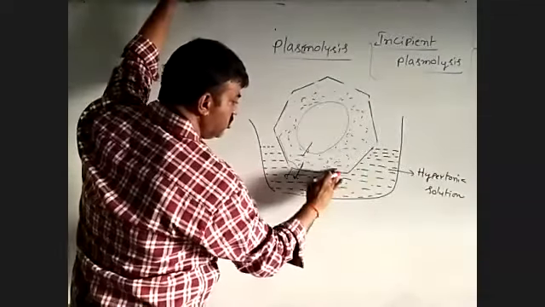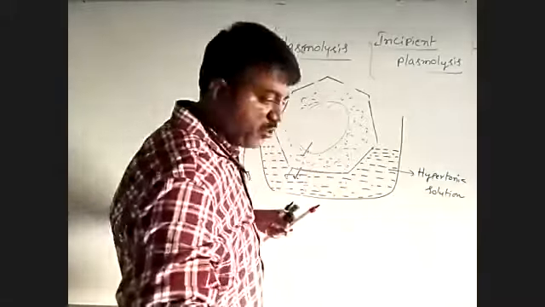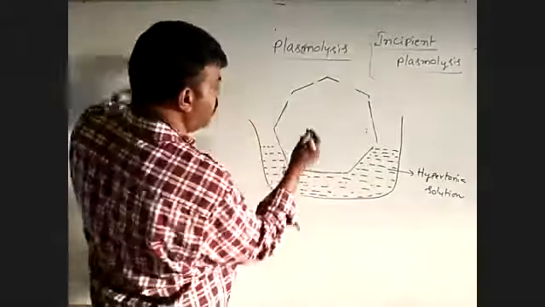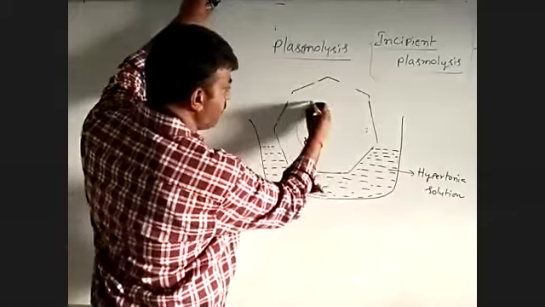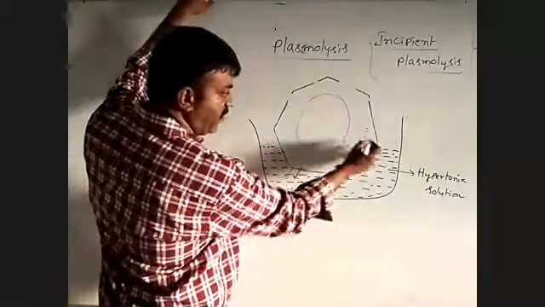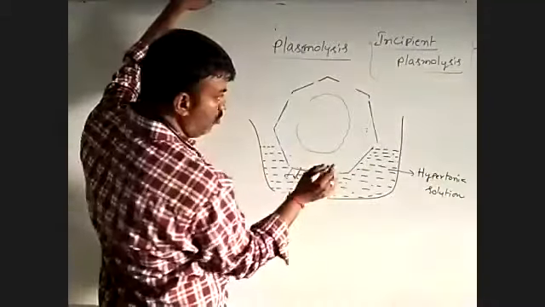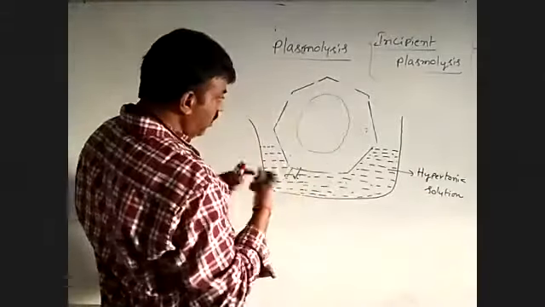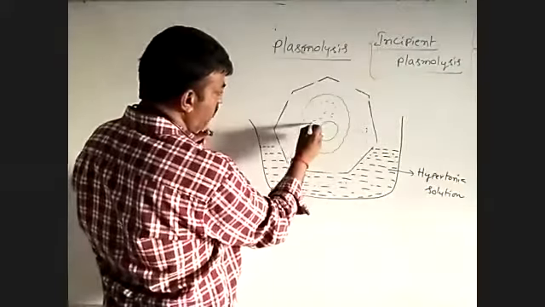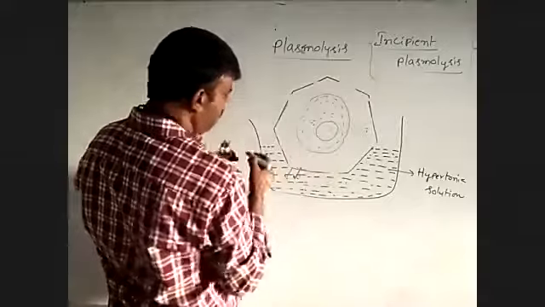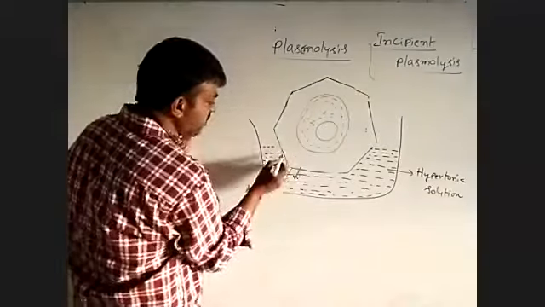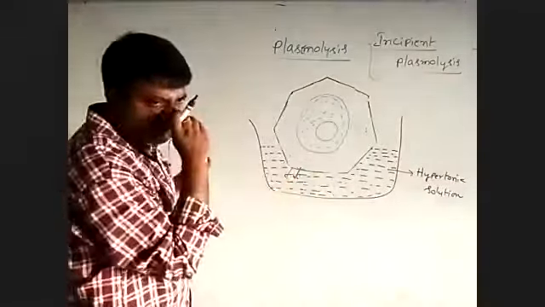Right. So this is the plasma membrane along with the protoplasm. This is the plasma membrane, which gets separated from the cell wall completely. Okay, right. Now this is the vacuole, right? And this is the cytoplasm or protoplasm, right? So listen to me carefully. This is the contracted protoplast along with the plasma membrane.